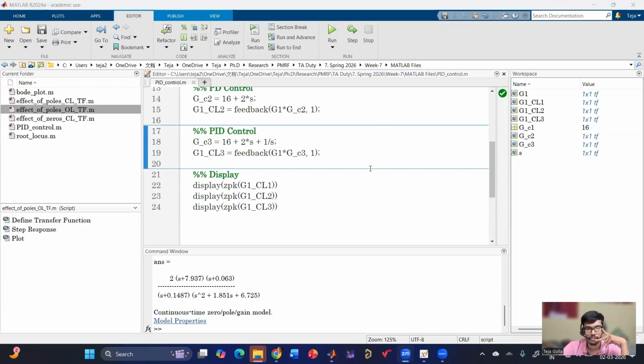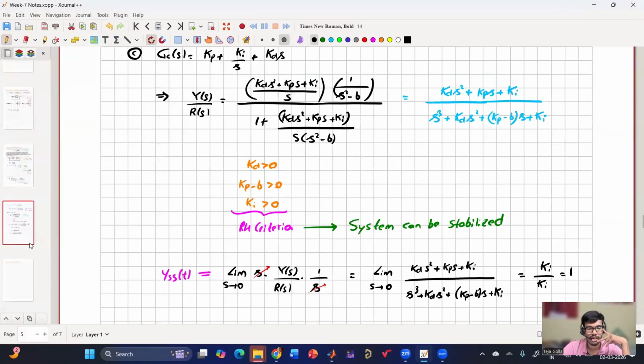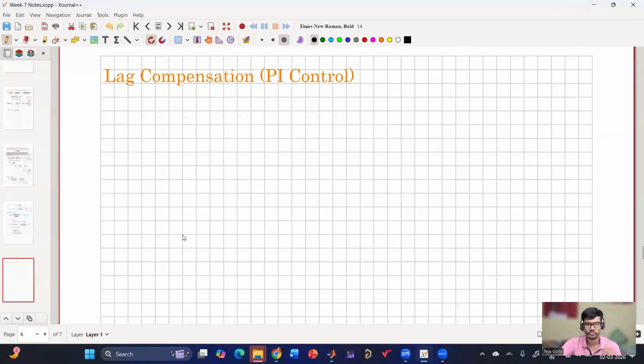Yes, sir. So now with this, we have discussed the PID control, but we can also discuss lead lag compensation, which is also widely used in control systems applications. So what is lead compensation? What is lag compensation? And what is leading and what is lagging?